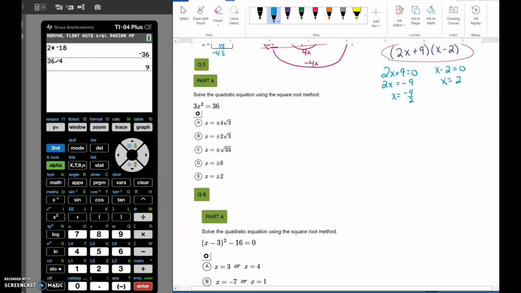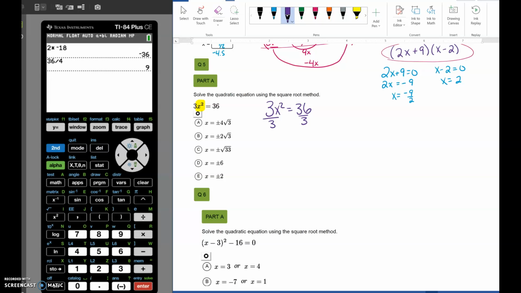Okay, question number 5. Solve the quadratic equation using the square root method. When you're using the square root method, you need to get the thing that is squared by itself. So our first step with this equation is going to be to divide both sides by 3. That is the most commonly missed problem here.